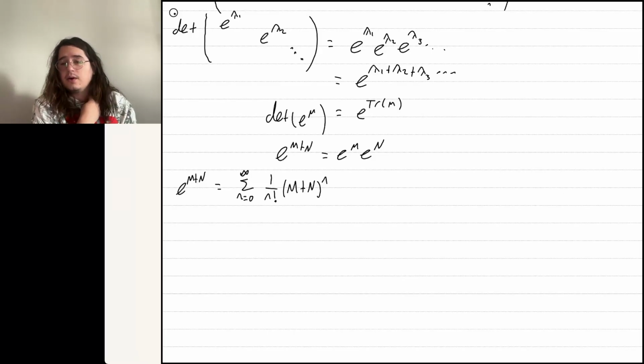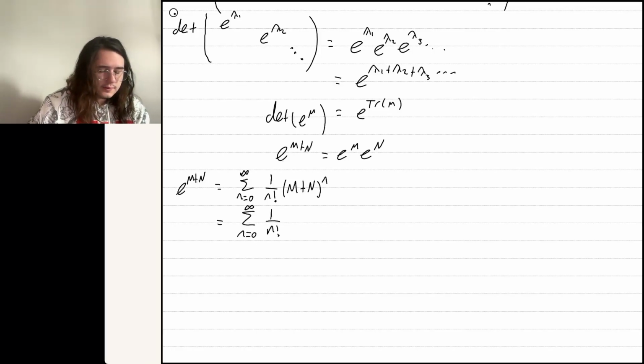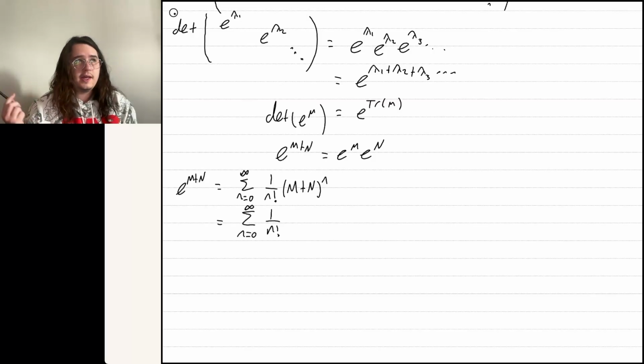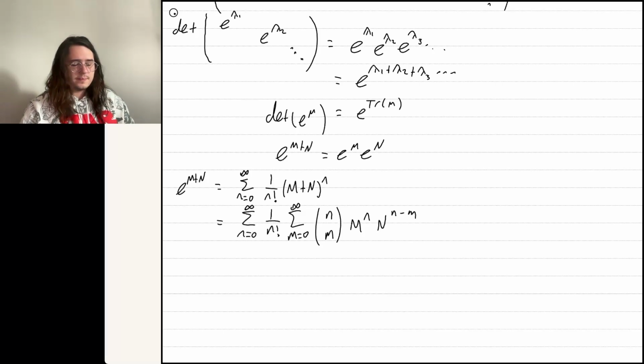There is an old formula called the binomial theorem that I think even Newton worked on a little bit, where if you take M plus N to the n, then you get a sum over m of a binomial coefficient, which is n choose m, times the first matrix to the m, so M to the m, times the second matrix to the n minus m, right? It's an absolute classic mathematically.